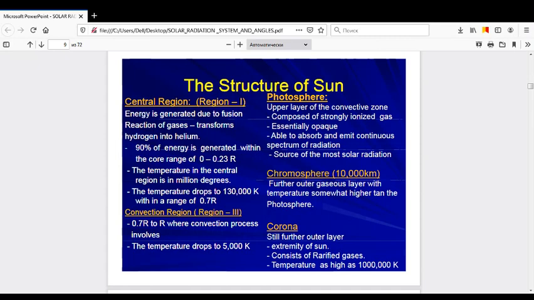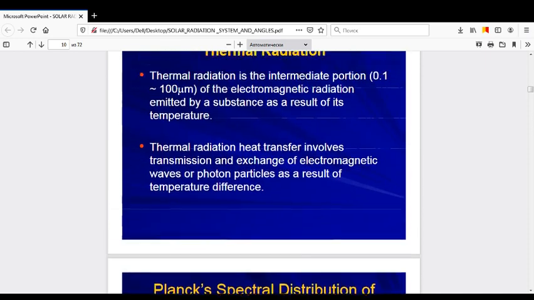Chromosphere, that is a 10,000 kilometer further outer gaseous layer with temperature somewhat higher than the photosphere. Corona, the still further outer layer of the Sun, consists of rarefied gases, with a temperature as high as this Kelvin.